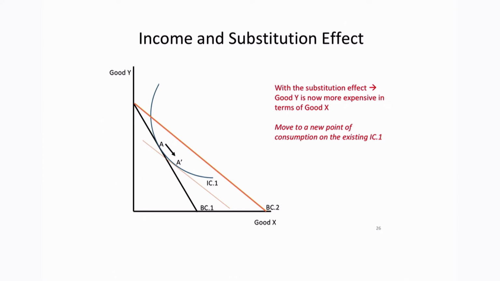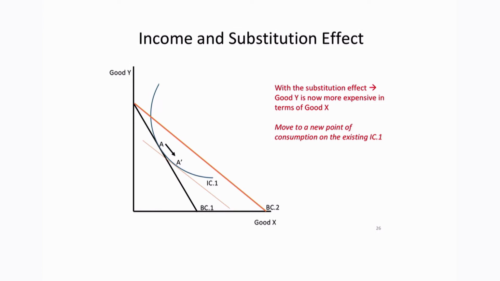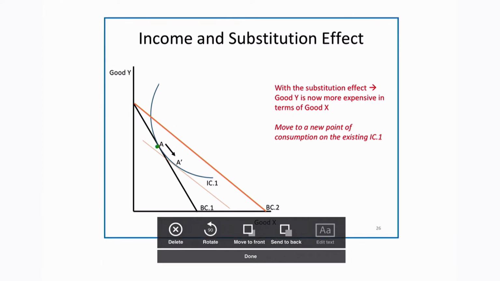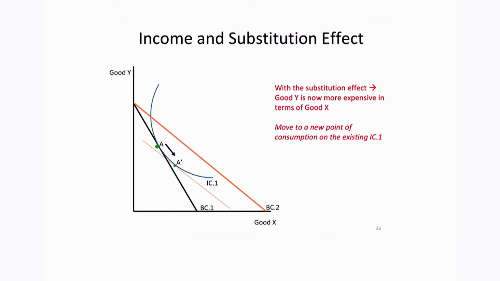Now, with the substitution effect, with good X being cheaper than it was before, good Y is relatively more expensive in terms of good X than it was before. In other words, to get one more unit of good Y, we need to give up more of good X than we did before. So this tells us that the substitution effect is going to move us from a point such as point A to a point such as point A prime along the existing indifference curve. We have a change in the marginal rate of substitution because we have a change in Px over Py.